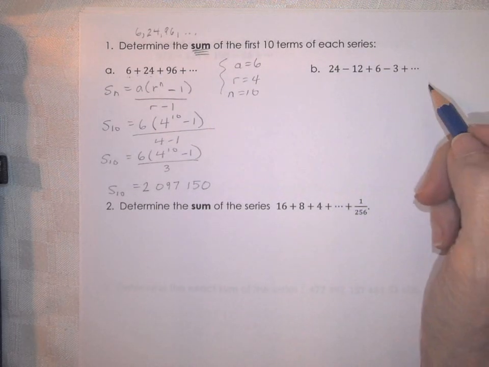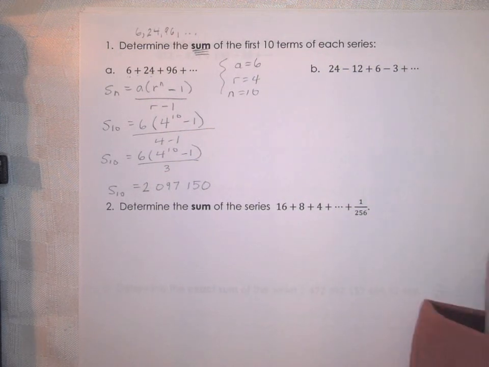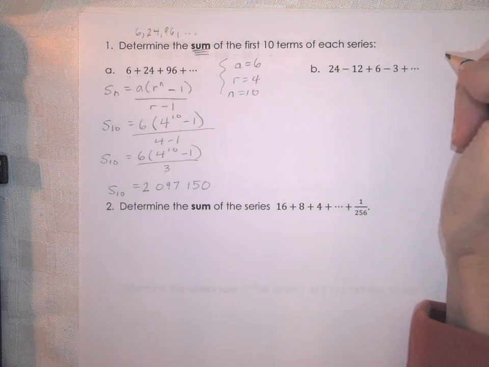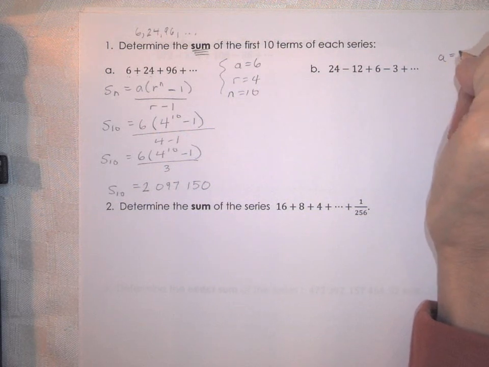All right, so here's our next one. We also want the sum of the first 10 terms here. So in our case, a is 24.